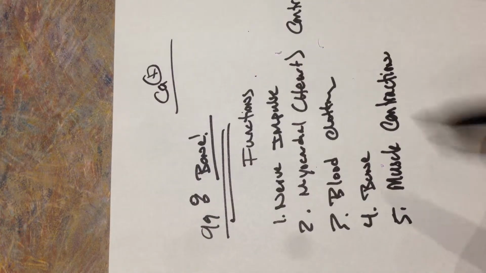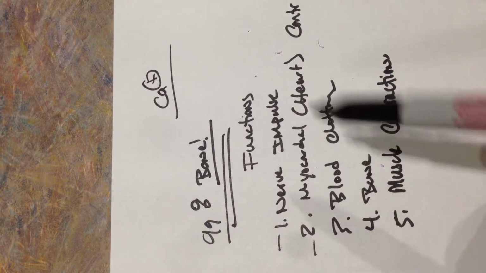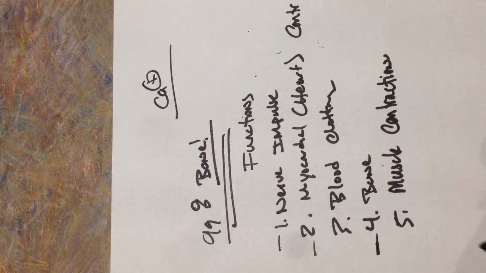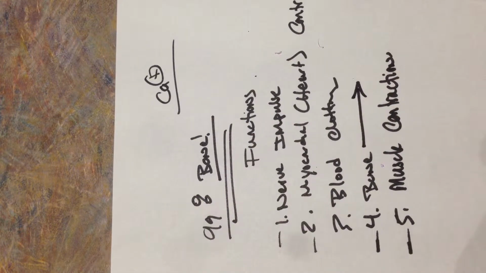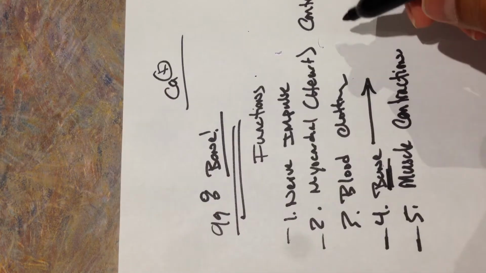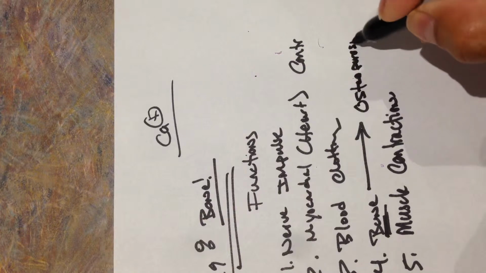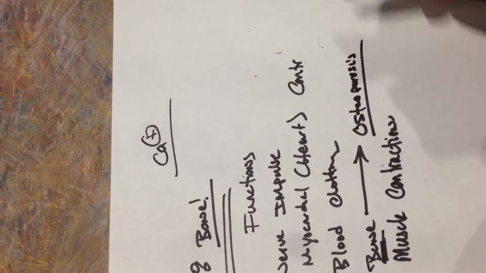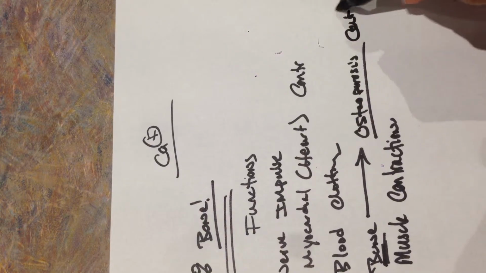So the biggest things that we're going to focus on are nerve impulses, myocardial contractility, bone, and muscle contractions. Now, a little side note here. Bone is important because if you have a geriatric female patient, that patient may suffer from something called osteoporosis. Again, that's due to bone getting weaker, losing calcium.